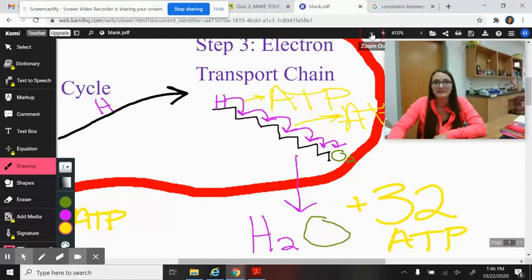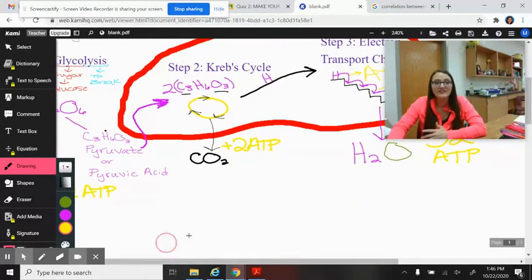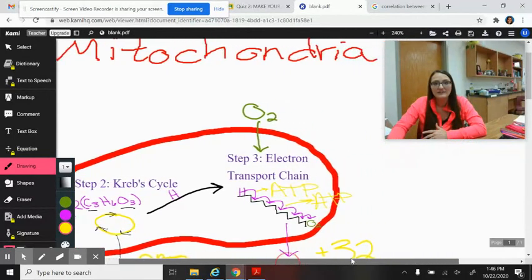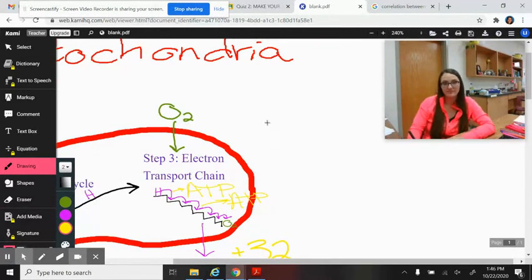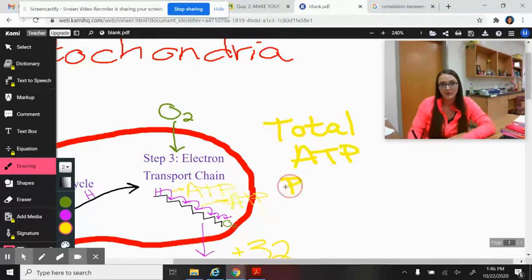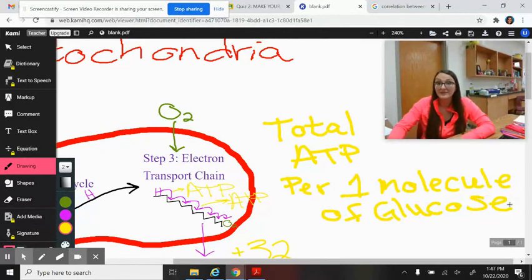Okay, so let me zoom out a little bit. There we go. All right, so I've drawn all of this. Now it's the end of aerobic respiration. So how much ATP have we actually made? So the grand total ATP per 1 molecule of glucose.